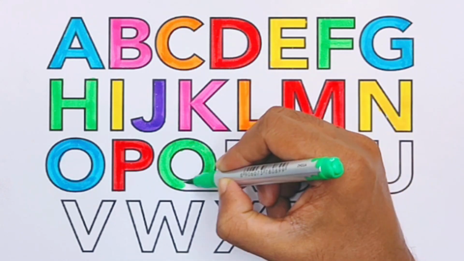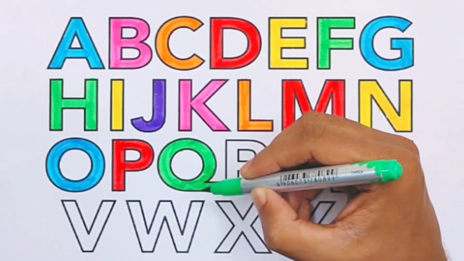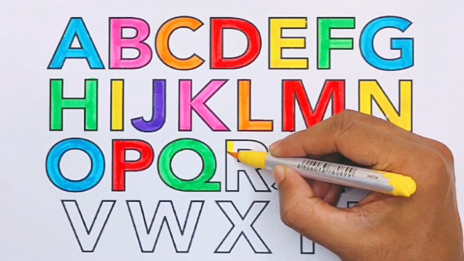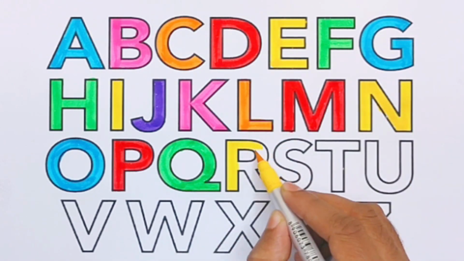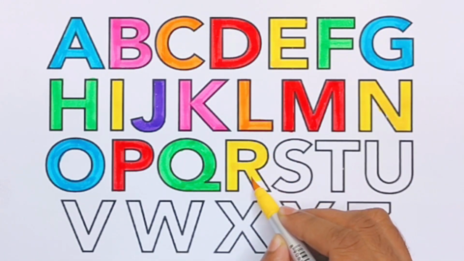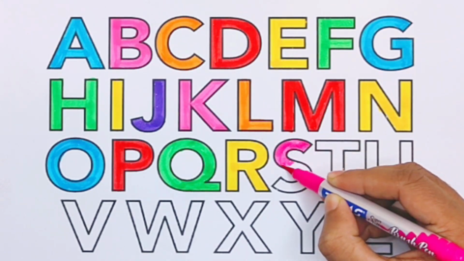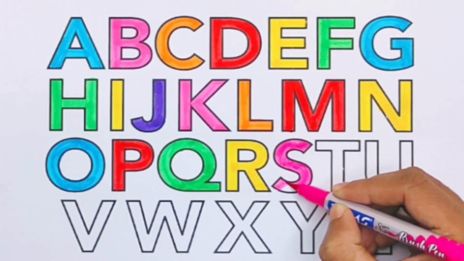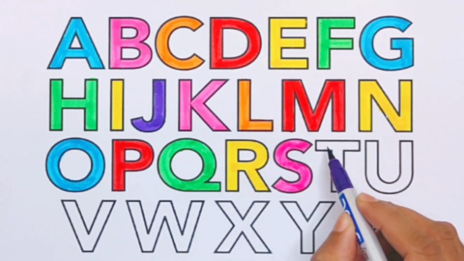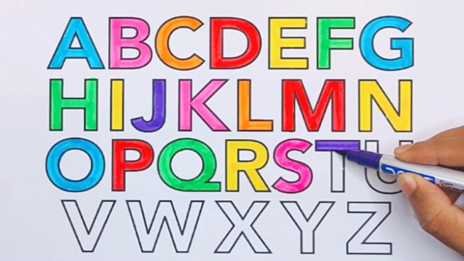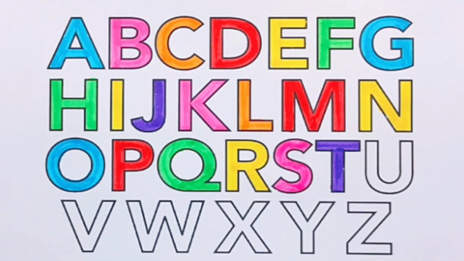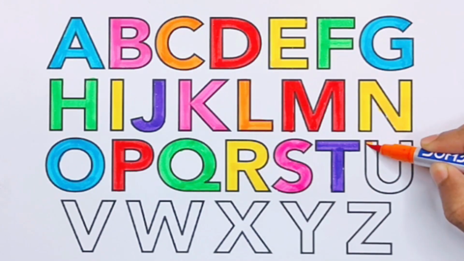Q for queen, yellow color. R for rainbow, pink color. S for strawberry, purple color. T for teddy bear, orange color.